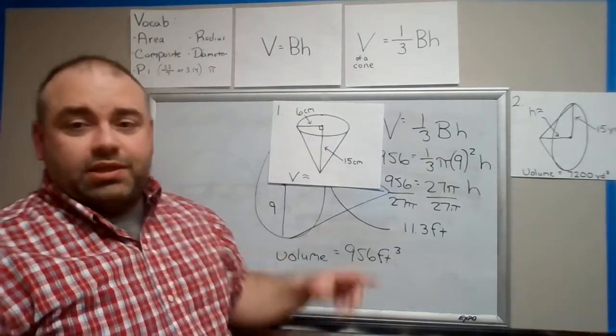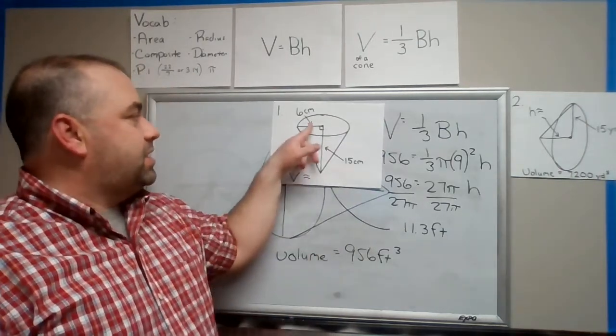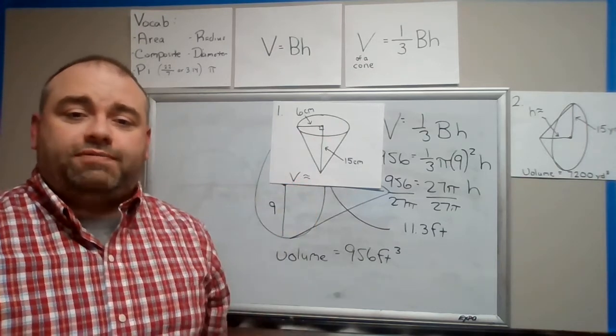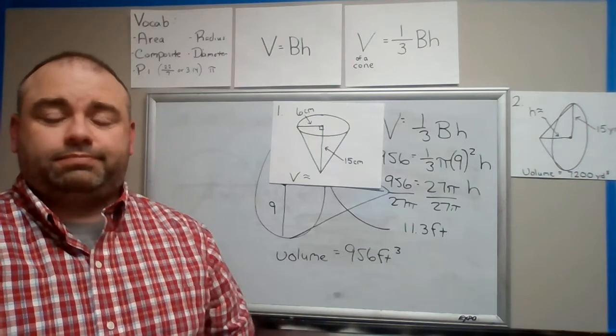So I got my cone. This is like the first example we did. I got my 6 centimeters, 15 centimeters. We're going to try to find the volume. So pause it right now. Try to figure it out and see what you get.